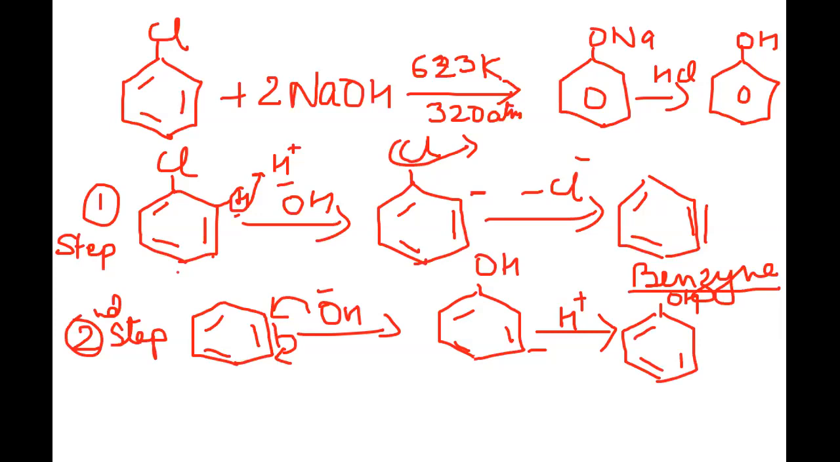So these were just two steps about the Dow's process that you are supposed to know. Again, in the board exams, they don't ask you for mechanisms unless they have mentioned the reaction's name. But sometimes they ask how does the Dow's process proceed, or what is the intermediate that is formed in the Dow's process? So at least you can mention that.